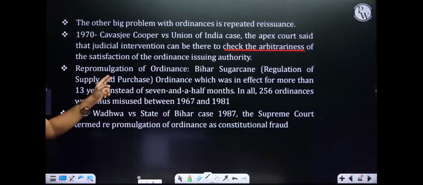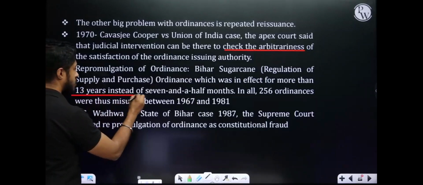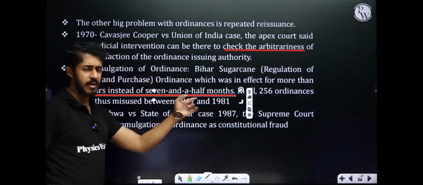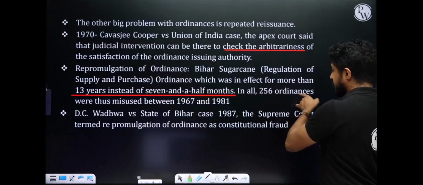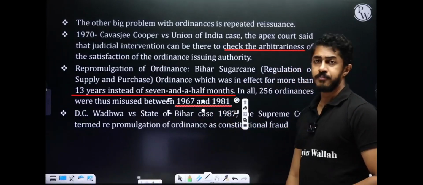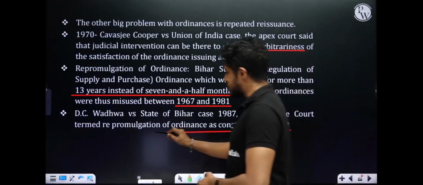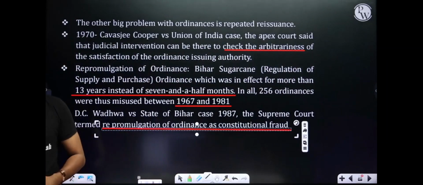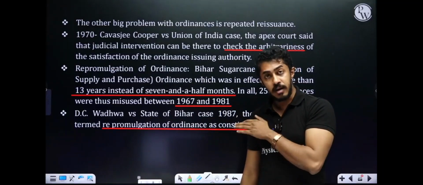Then repromulgation of ordinance: the Bihar Sugarcane Regulation of Supply and Purchase Ordinance was in effect for more than 13 years instead of 7.5 months. 7.5 months is the maximum time period. In all, 256 ordinances were thus misused between 1967 and 1981. In the DC Wadhwa versus State of Bihar case of 1987, the Supreme Court termed repromulgation of ordinance as constitutional fraud. Since 1987, they are telling the same thing. They said the same thing in 2017.